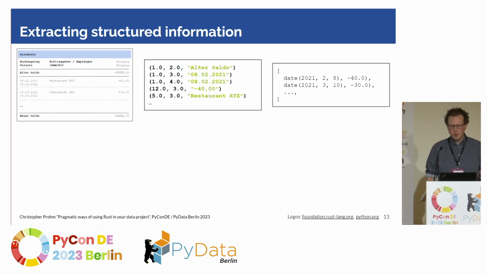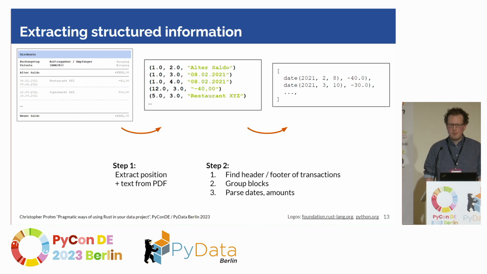So what we will do is essentially go from the raw PDF to tuples or some objects where we have position and text fragments. And then we will use a second step to find the header and the footer of the transaction tables, group the different transaction items, and then parse essentially the data and the amounts. For the first part, we will investigate Python and Rust, whereas the second part will always stay in Python. So essentially, you have a very small part of your Python application that you replace, and the large part will stay in Python as is.